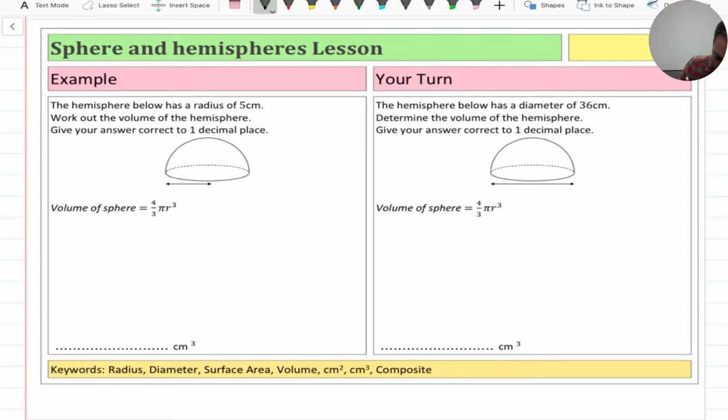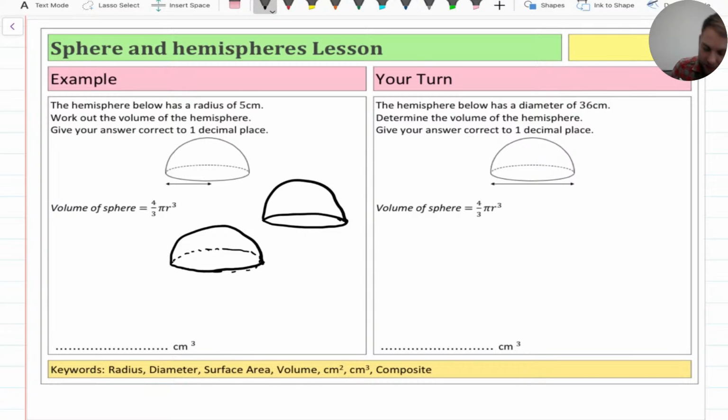Well, I'll show you how to draw this one first. If you draw a little oval shape like this, and then you can just go over like that, and there's your hemisphere. Or you could do it the other way, draw one like that, and then an oval on the bottom. Either way, you'll be fine.